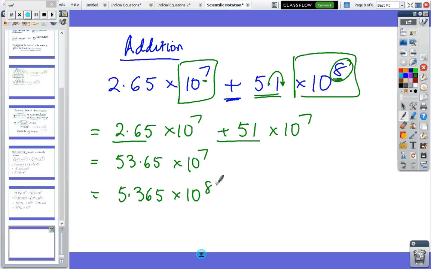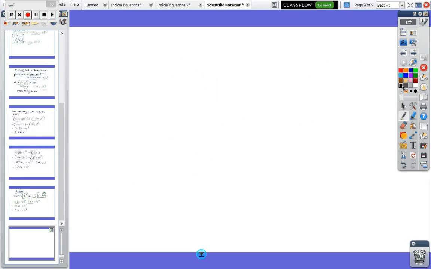Okay? So you can add and subtract in scientific notation, but you've got to have the same power of 10. So just look out for that. In actual fact, what you should do is go to the bigger number, and then you don't have to do that last step. So we'll do a second example. We'll do a subtraction: 5.26 by 10 to the 4 minus 8.1 by 10 cubed.